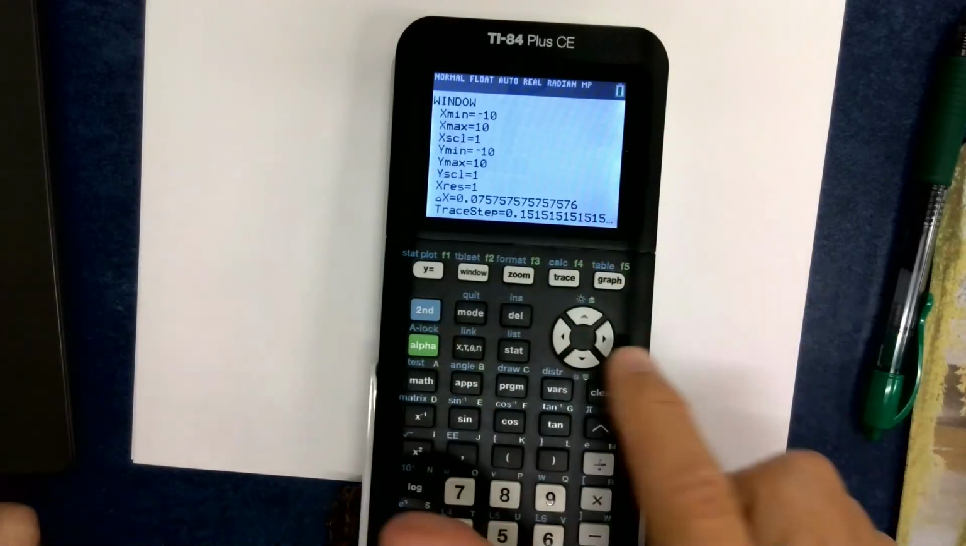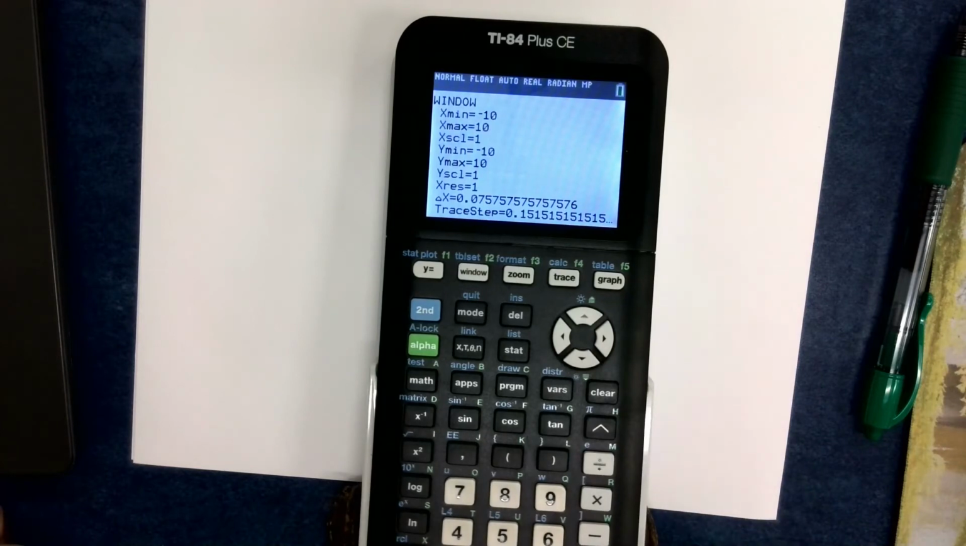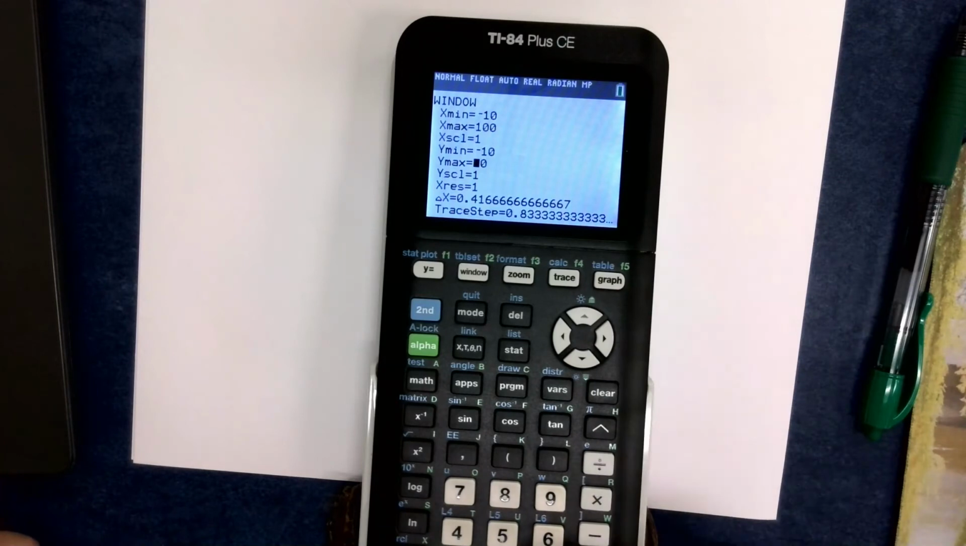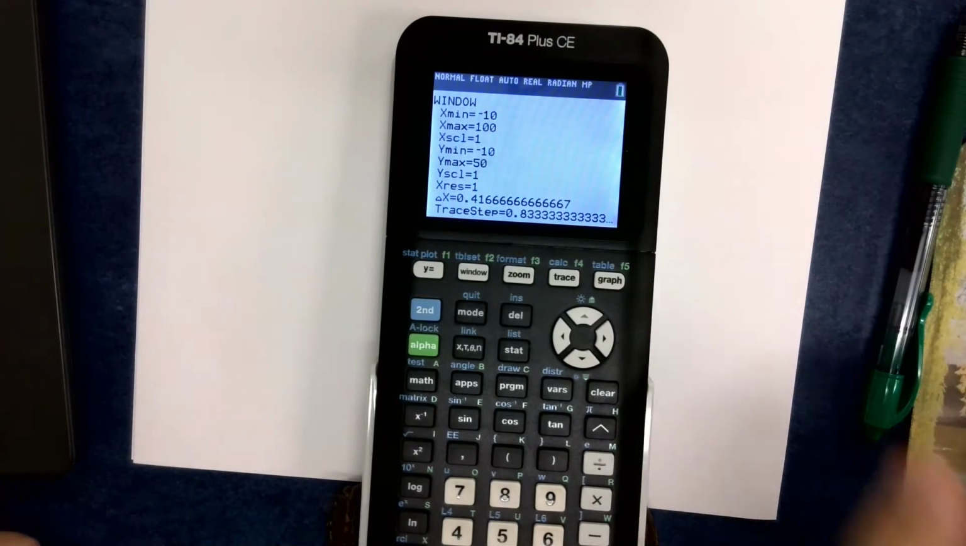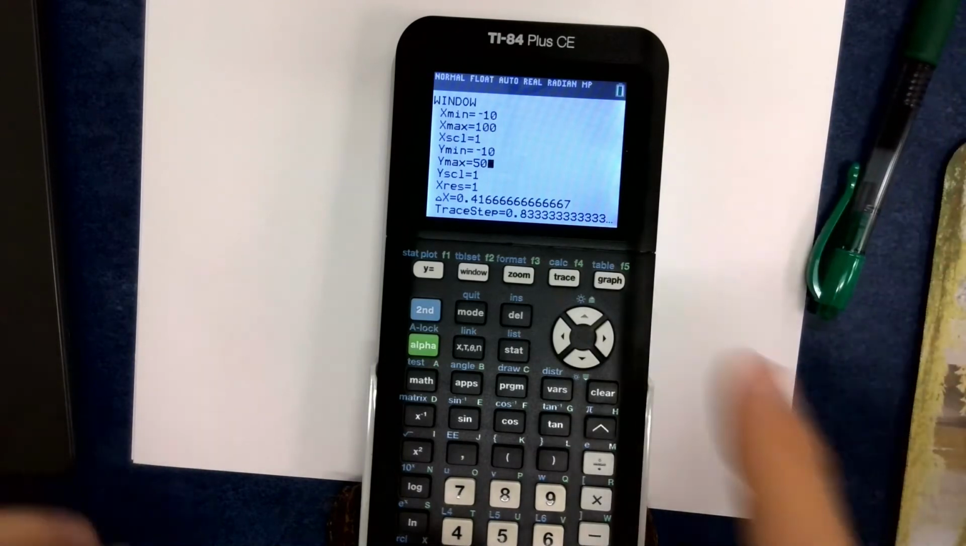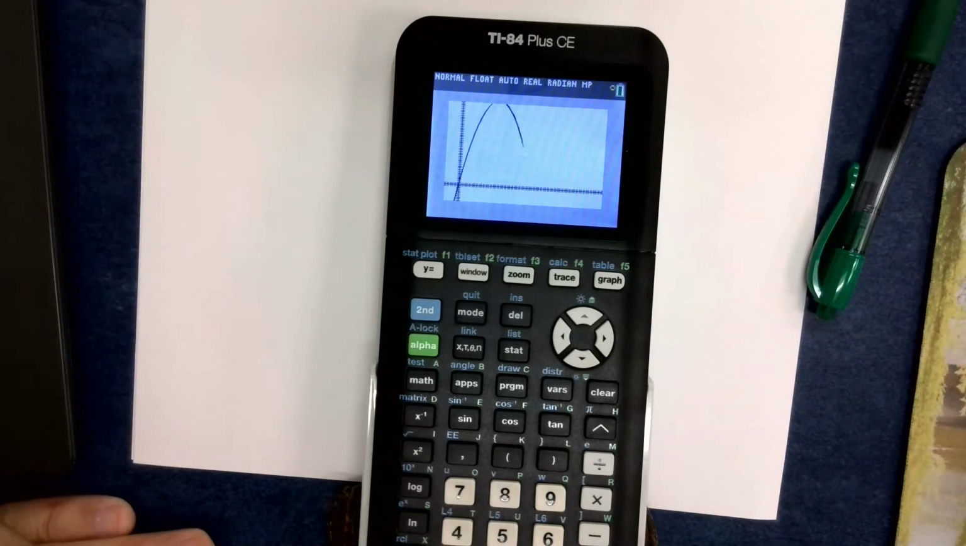So I'm going to go to my window, and I'm going to make this a little bit wider. So my x max, I'm going to put it out at 100 and see what that looks like. And then it looked like it was going up quite a bit. So I'm going to go to my y max to 50. So one more time, x max to 100, y max to 50. And I'm just going to hit graph again and see if I see a better window for this.